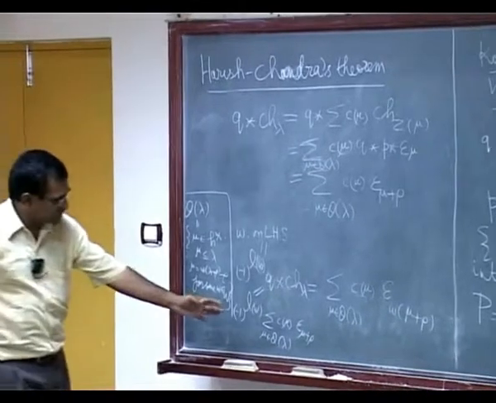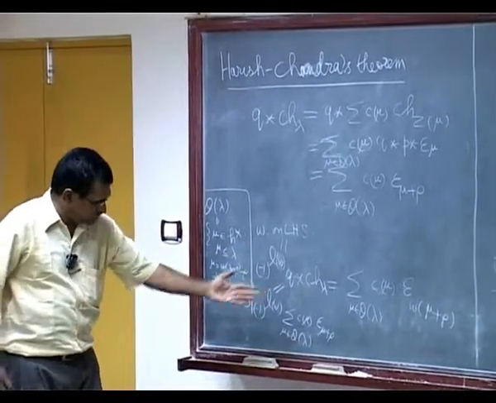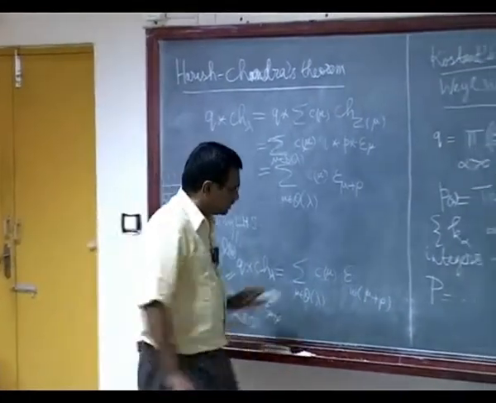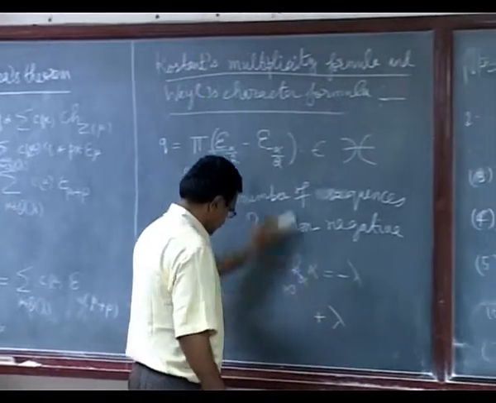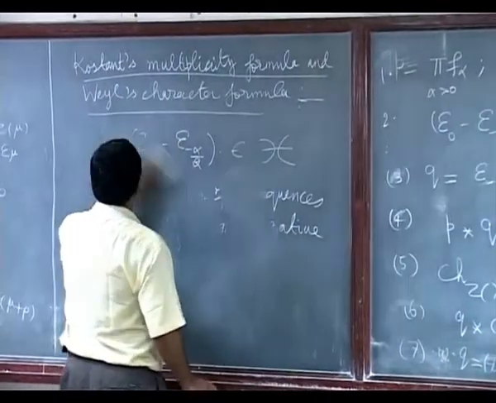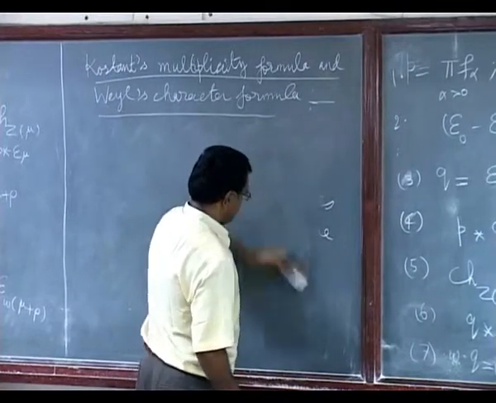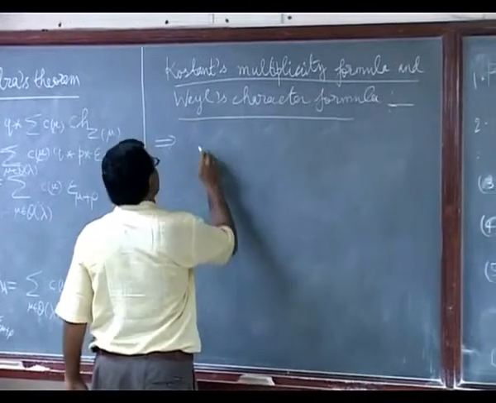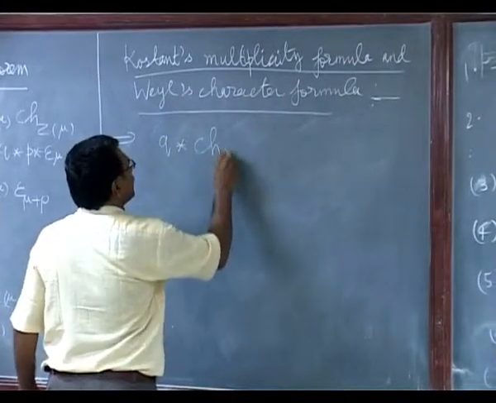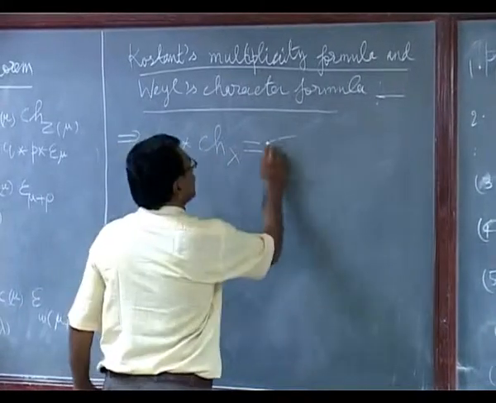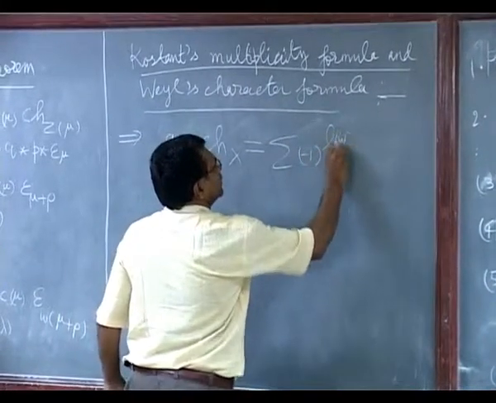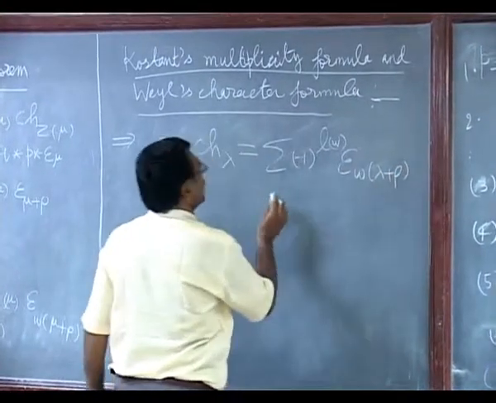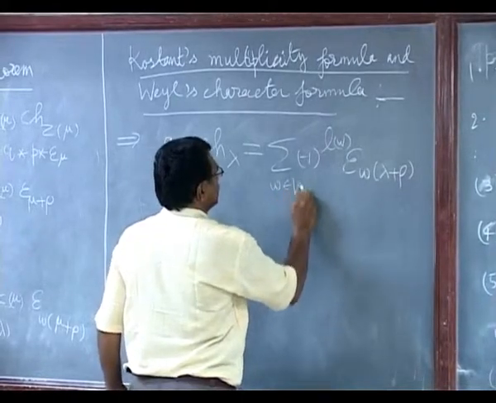Now, compare the coefficients on both sides, and because the epsilons are linearly independent, and use the fact that C lambda is 1, then this implies we have q star C h lambda is equal to minus 1 to the power length W epsilon W of lambda plus rho, and this is over the Weyl group element.